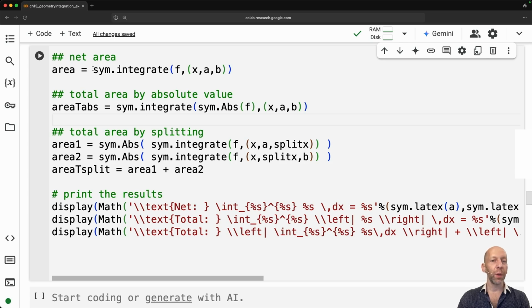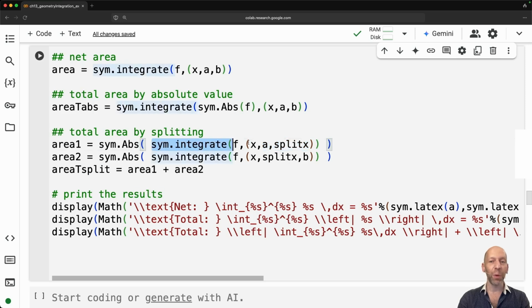So here you see the code. To get net area, we just integrate the function for variable x in these bounds. This is the total area by absolute value. This is exactly the same code that you saw in the previous exercise, which worked fine. And then I have splitting by area. So here, this you recognize. Here I'm integrating function f, variable x, from the lower bound to the split variable.